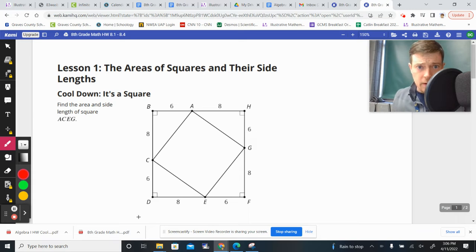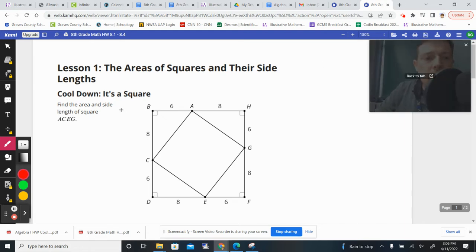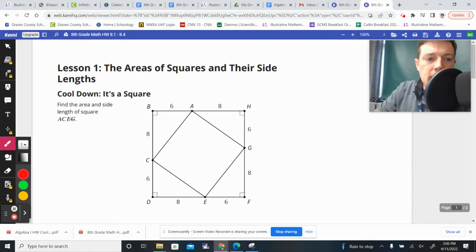We're looking at these areas of squares that have been tilted, and we don't know what their side lengths are, but we do know about the square that surrounds it, and so we can use some strategy to find out how much space is inside. So let's look at this first question here on your cool down. We're looking for the area and the side length of square ACEG.